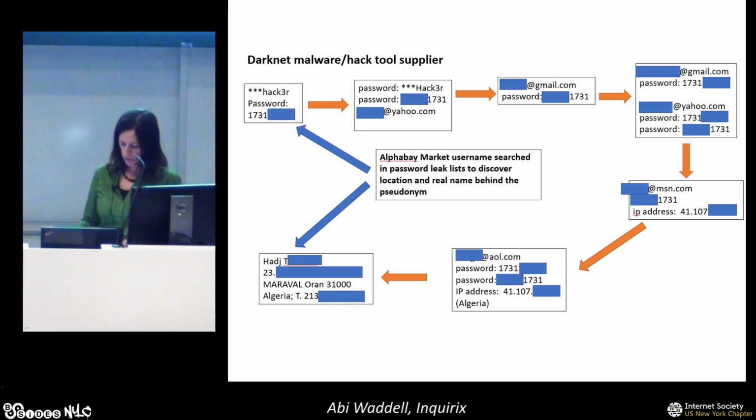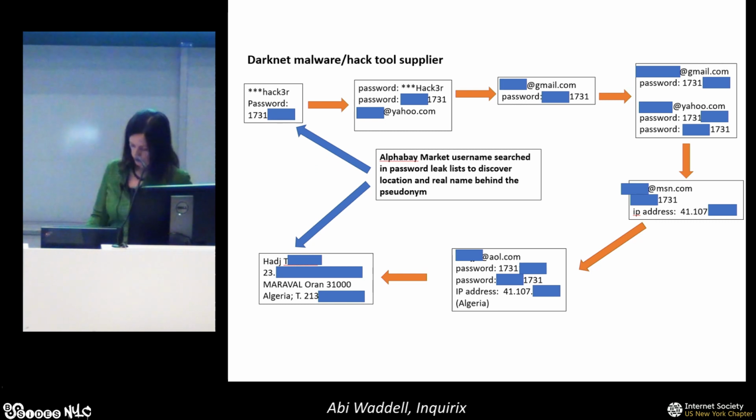I'm going to show some examples of putting all this into action with some recent cases, starting with this particular darknet malware hack tools supplier. So cross-matching the username found on AlphaBay with data and password leaks, we find a password containing 1731. We also search for this username being used as a password, and this leads to finding a reference to another password containing the number 1731 and an email address.